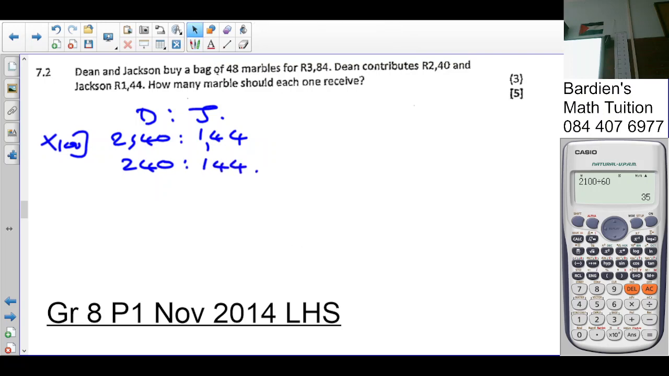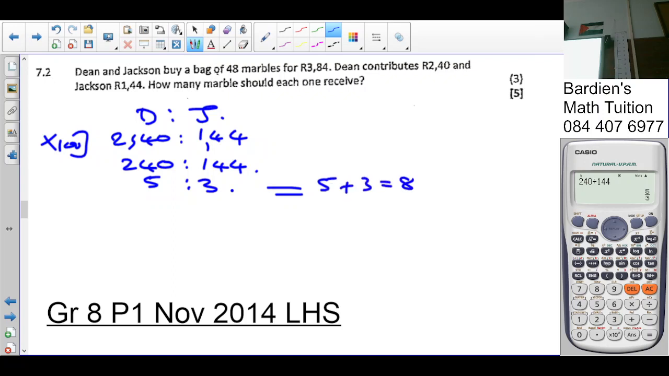So that in the simplest form, 240 divided by 144 gives us 5 is to 3. Together, that adds up to 8. Since there are 48 marbles that must be divided between the two of them, we say 48 divided by 8 gives us 6. 6 per unit.